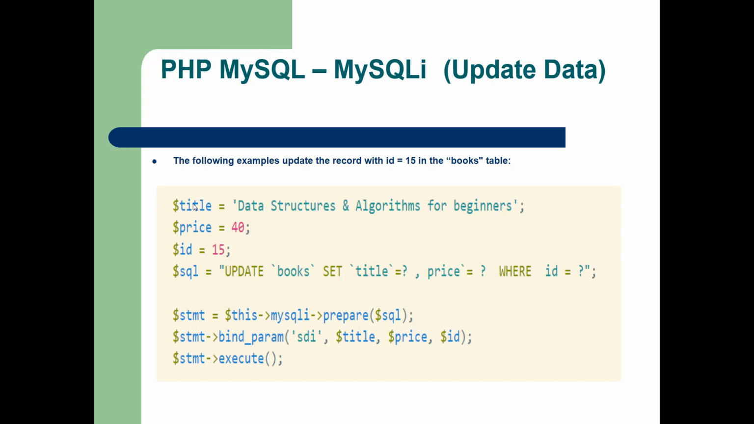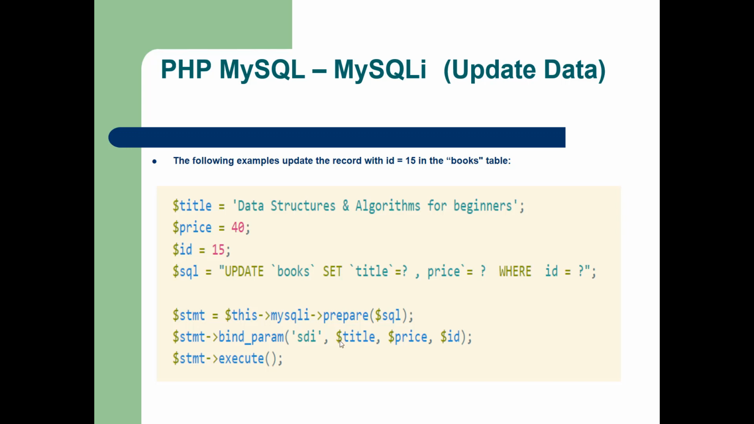First of all, we have defined title, price, and ID parameters. And inside the SQL, instead of giving values, we have added question marks. In the next line, we have used the prepare method of the MySQLi connection object and passed $sql inside it. And the bind_param method is used to specify the data types, that is a string for the title, the price is a double variable, and the ID is an integer.